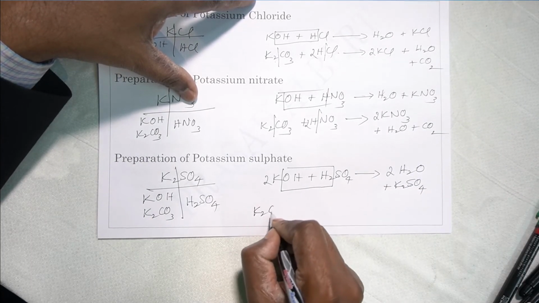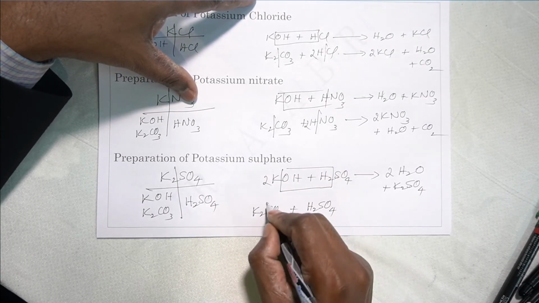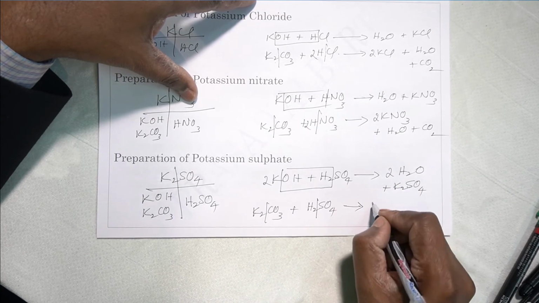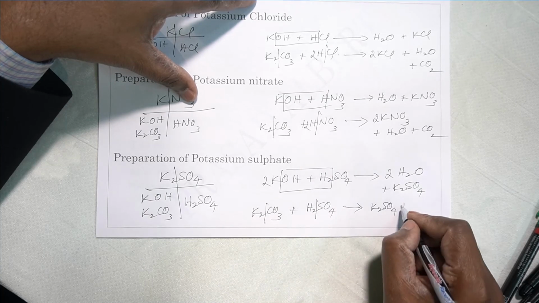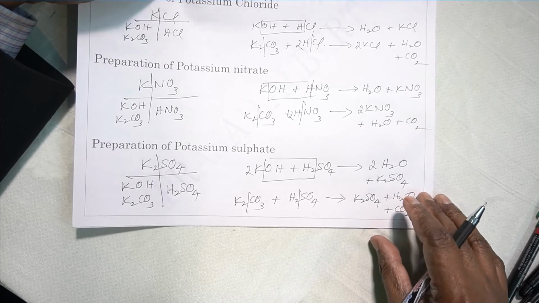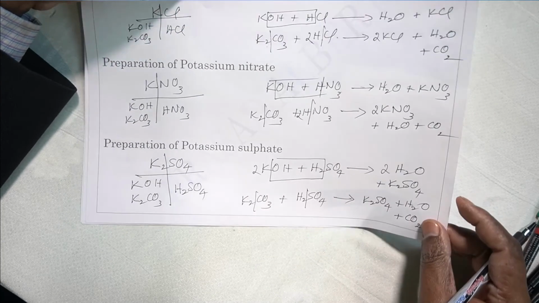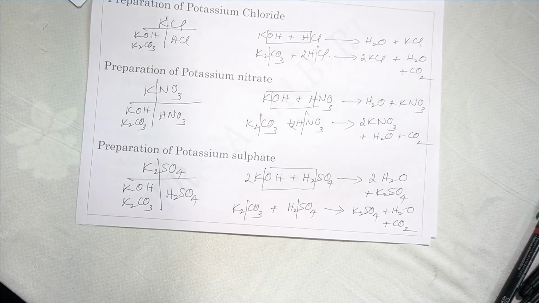Now if you use K2CO3, potassium carbonate, and H2SO4, sulfuric acid, this is cut. So what do you get? K2SO4, remaining is water and carbon dioxide. So the salt is prepared. So this is so simple. Very easily you can prepare the highly soluble salts of sodium and potassium. Students, I hope you understood how to prepare the highly soluble salts of sodium and potassium.